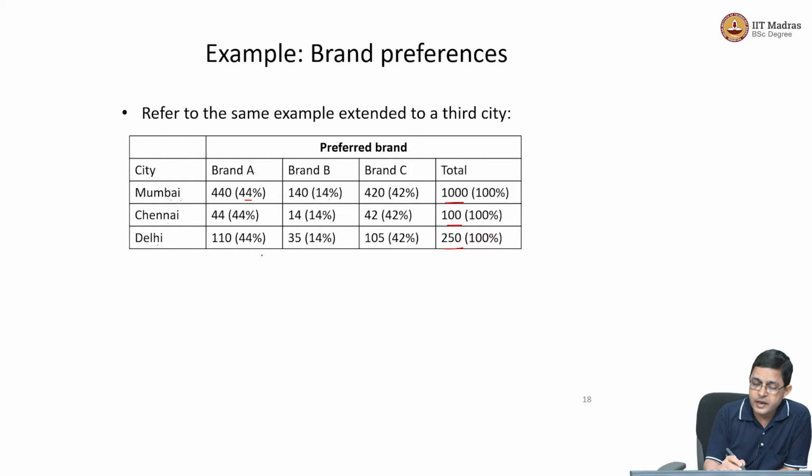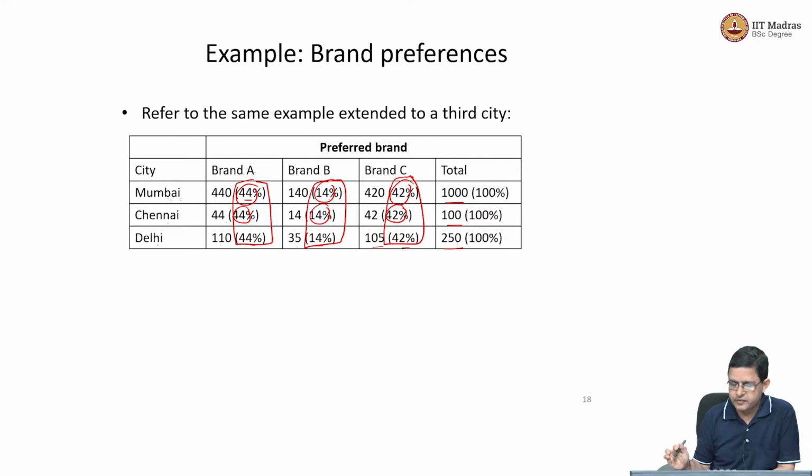But the proportion was the same in Chennai and Delhi. 44% from Chennai preferred brand A, 14% preferred brand B, and 42% preferred brand C. So this 44%, 14% and 42% was the same. Similarly for Delhi, 110 out of 250, so 44% preferred brand A, 35 out of 250, which is about 14%, preferred brand B, and 105 out of 250, which is about 42%, preferred brand C. So the proportion did not change.